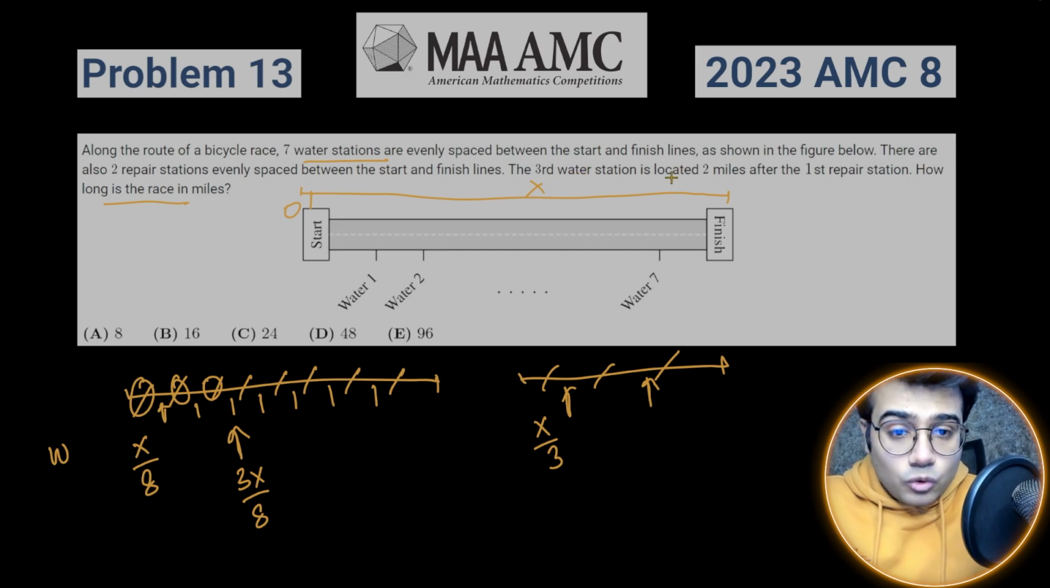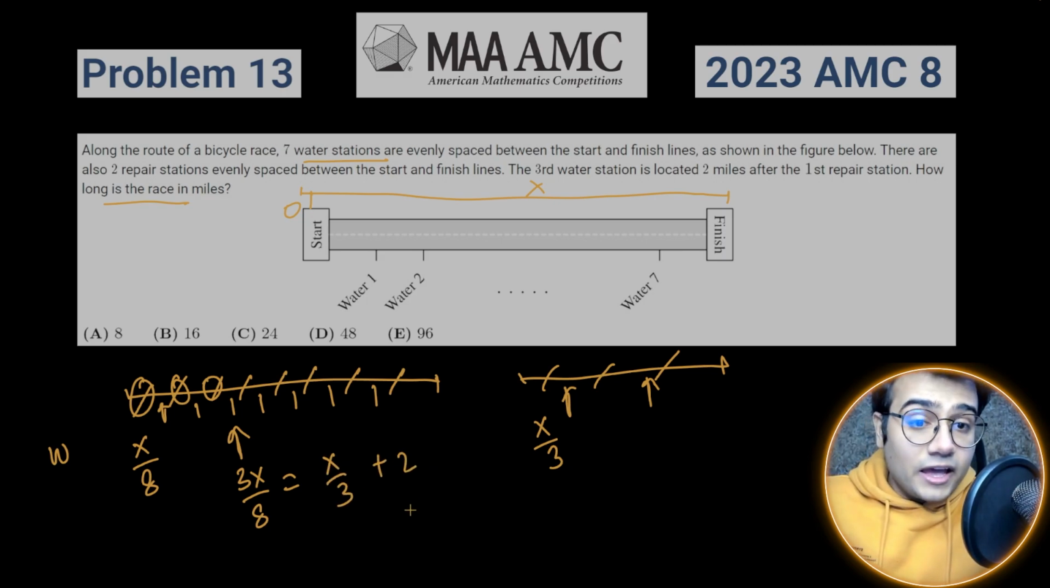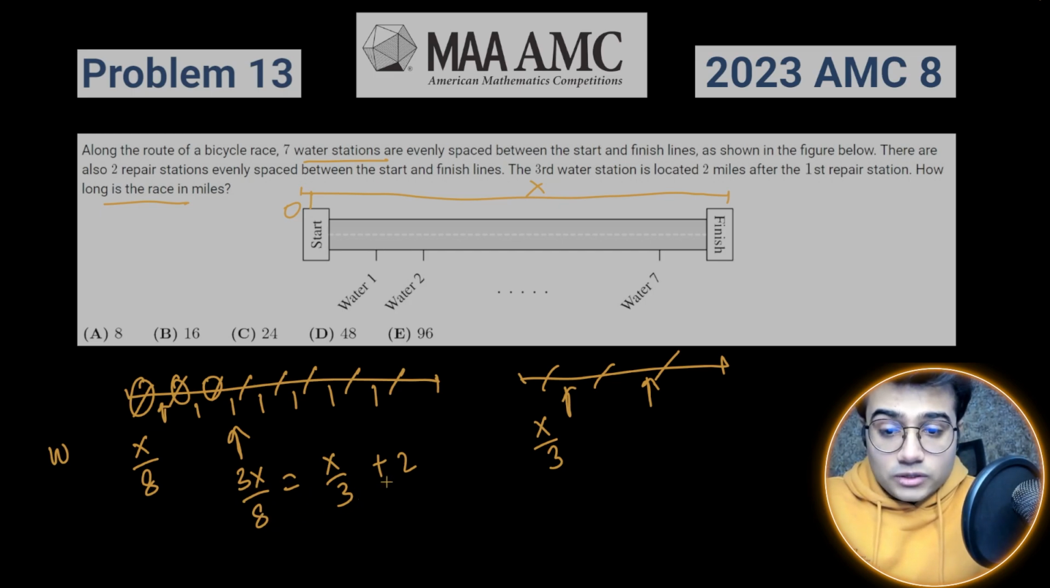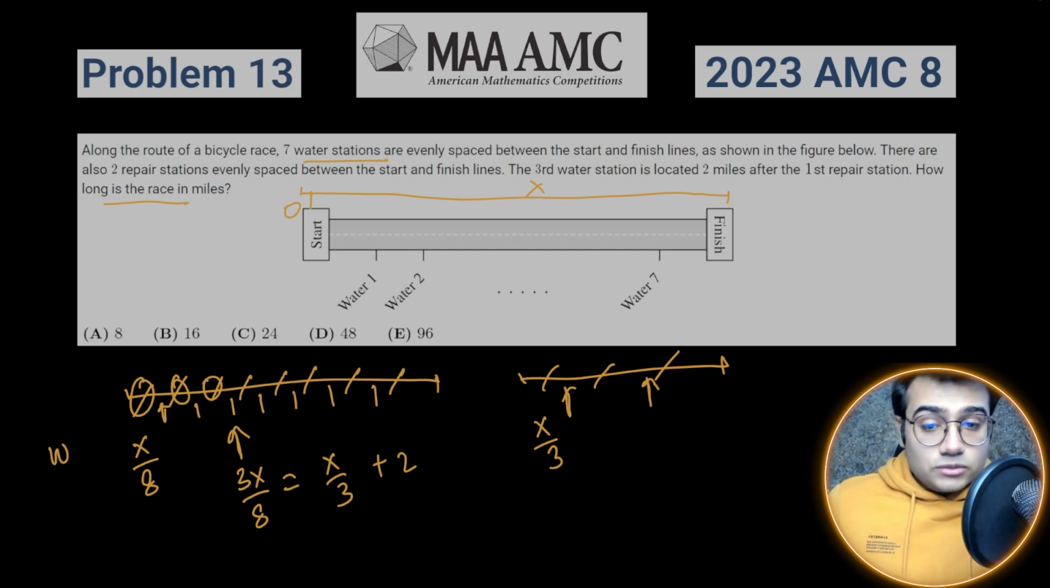They said the third water station, which is 3X by 8, is located 2 miles after the first repair station. The first repair station is X by 3, and it's located 2 miles after that. So that means 3X by 8 is X over 3 plus 2. That's a simple algebra equation that we have to solve, and we will get the answer.